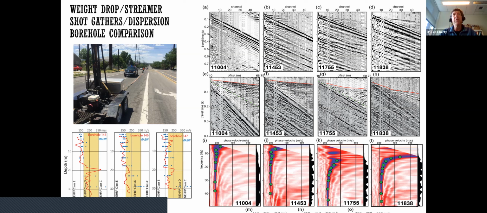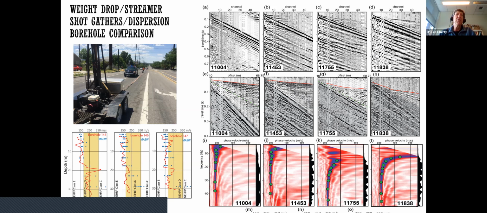You can see this is only going down 0.4 of a second versus 0.8 of a second here. You can pull the dispersion out of this. We throw away signals that are less than a spatial wavelength here. You can see that grayed out area here. We pick the dispersion here with these green dots. We invert for shear wave velocity.